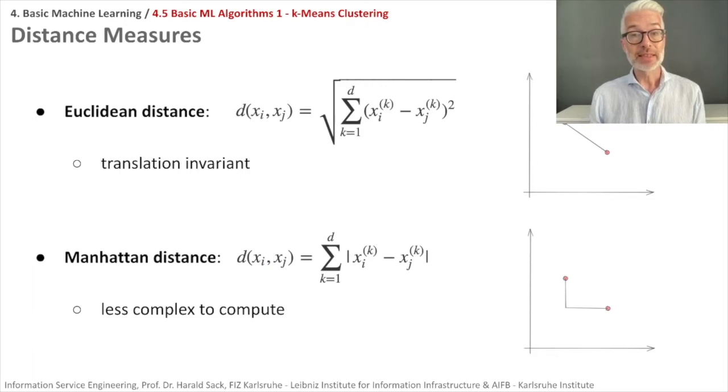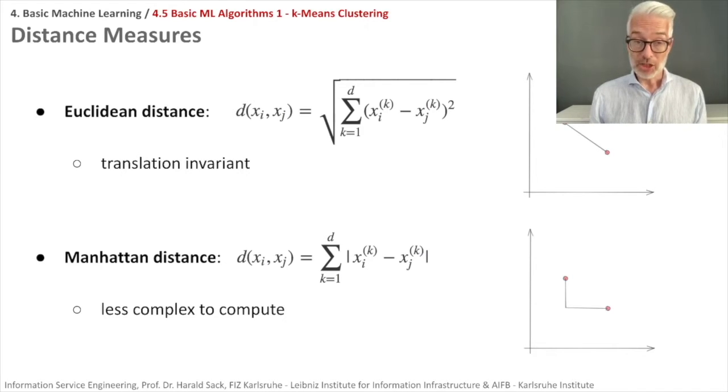The nice thing is there, we get the same distance no matter what way we are looking at the coordinate system. So it's translation invariant. If you simply take these two points and move them to the right, the distance stays the same. However, you see there that we have to compute the squares as well as the square root. And these are complicated operations for the Euclidean distance.